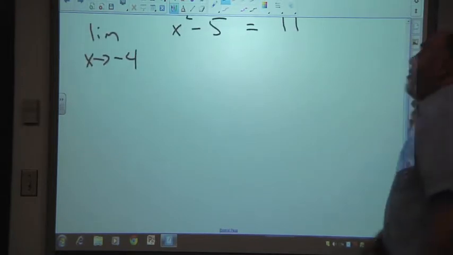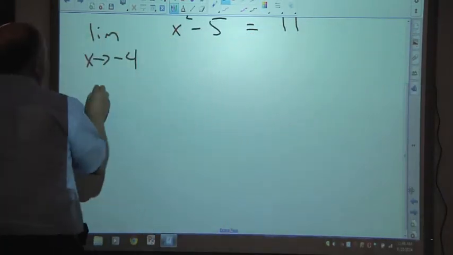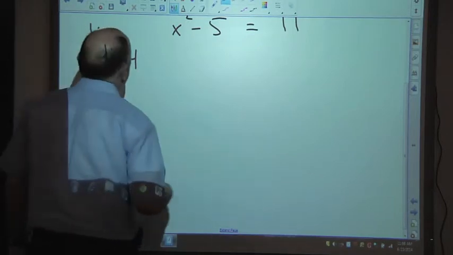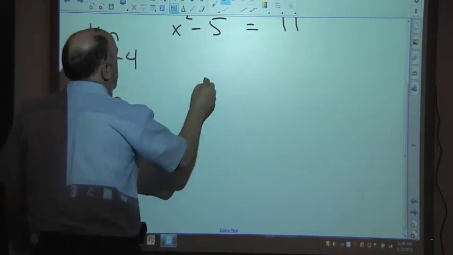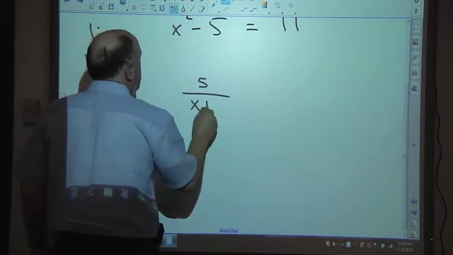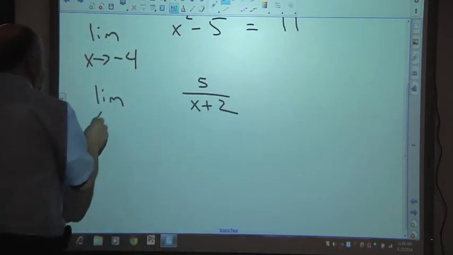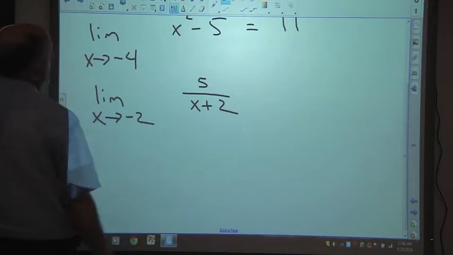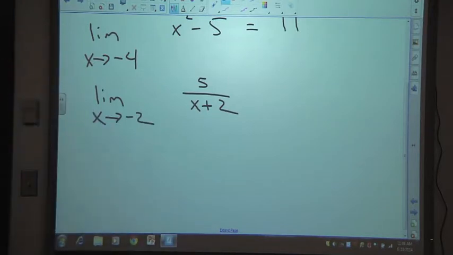But what happens if I have one like this? What is the limit of, let's say, 5 over x plus 2, but now x is going to -2? This time if I plug -2 in, I get 5 over -2 plus 2, and -2 plus 2 would be 0, and 5 divided by 0 is undefined. I cannot do it. So we now need to figure out what's going on here.